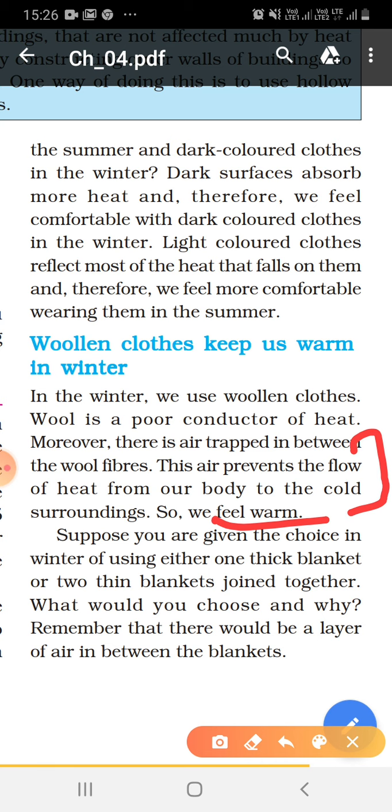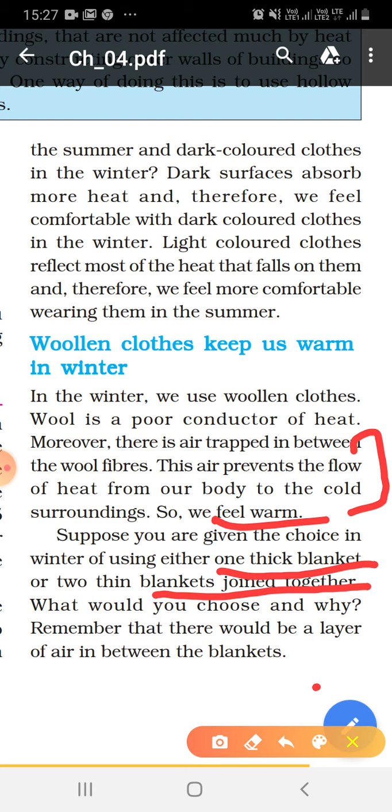And when we talk about blankets, if one thick blanket is given to us, or two thin blankets joined together having equal thickness, which will give us more warmth? These two thin blankets joined together will give us more warmth. Why? Because the air trapped between these two thin layers of blanket is also an insulator, which will not allow heat to pass from our body to the surroundings.